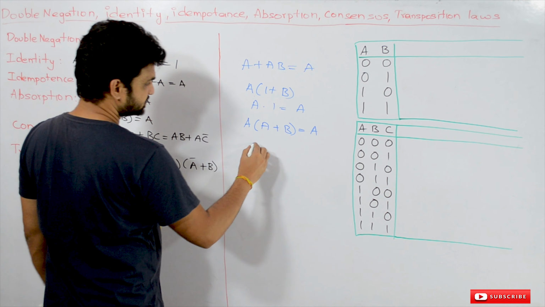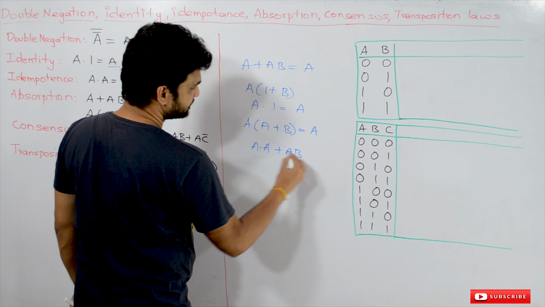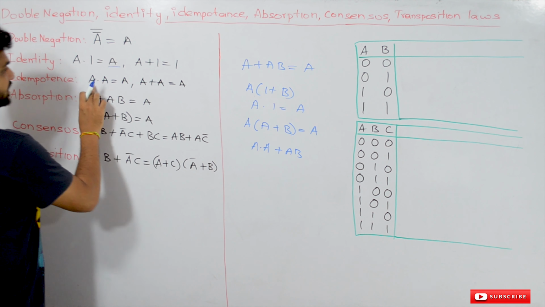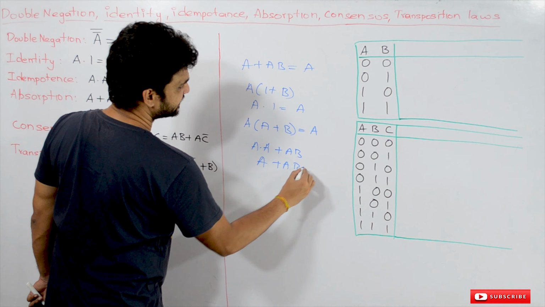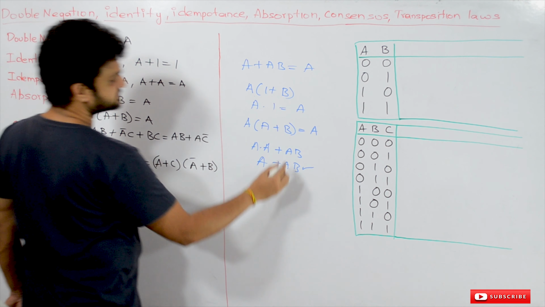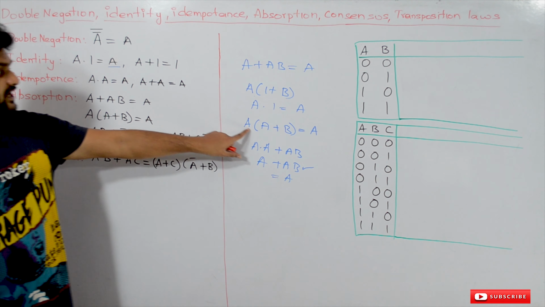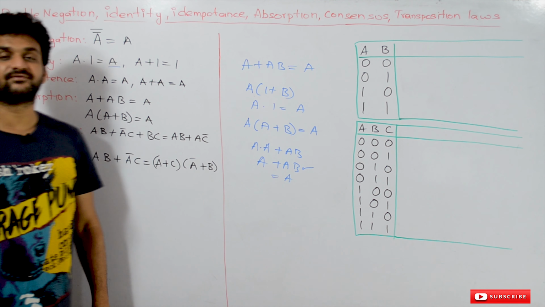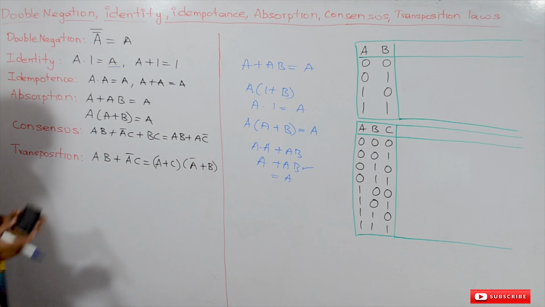How to do this is A dot A plus AB. A dot A is equal to A, plus AB. Again this is an absorption law, which is equal to A. So A dot A plus B is again equal to A. These are what we call absorption laws.